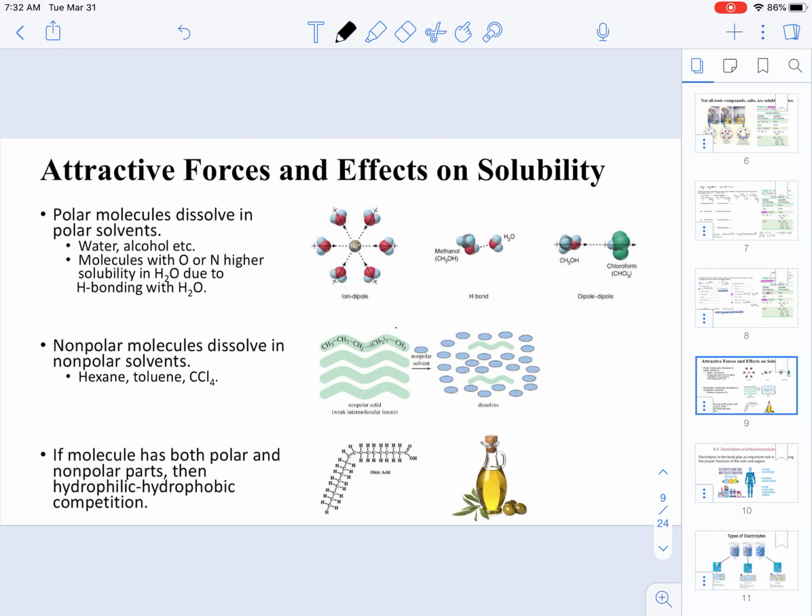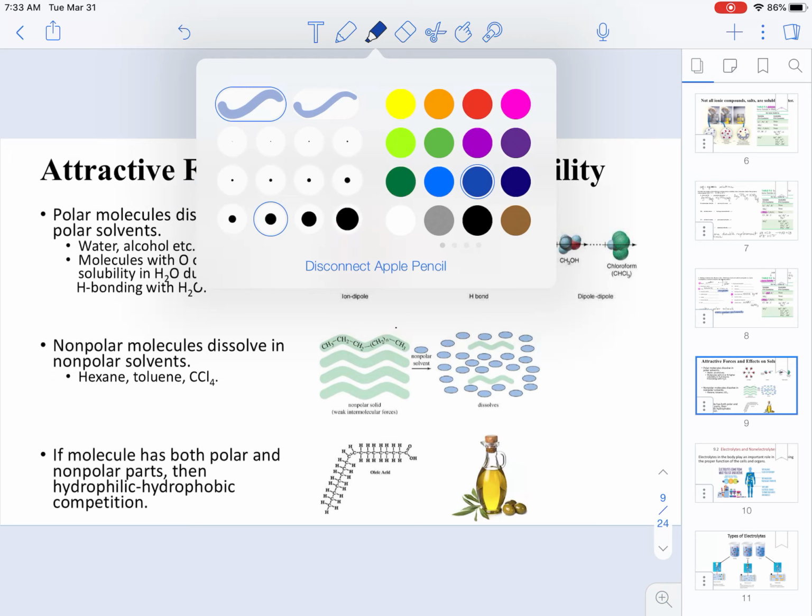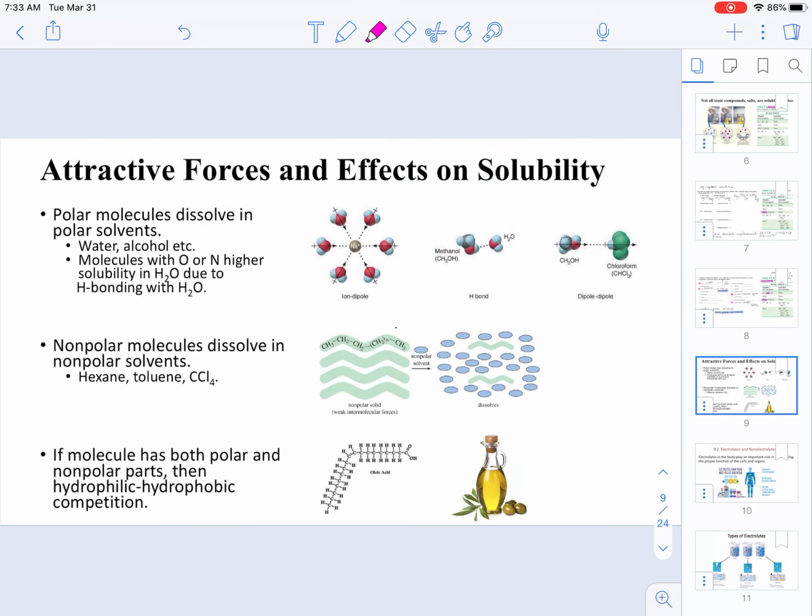So the last topic that I want to discuss in this lecture is going to be attractive forces and how that affects solubility. So we already learned that polar molecules dissolve in polar solvents. So understand that the reason why this happens is because we have a series of attractive forces. Those include, for polar molecules and polar solvents, ion dipole, hydrogen bond, and dipole-dipole.